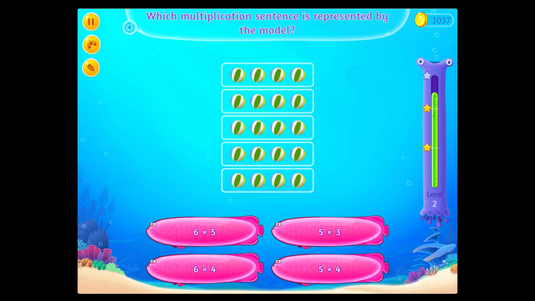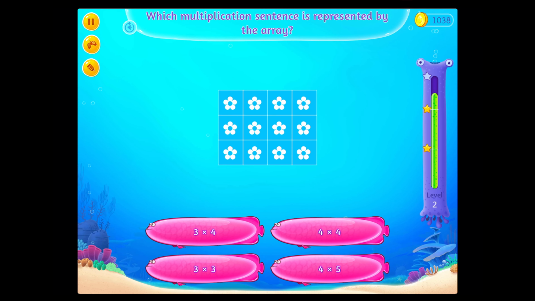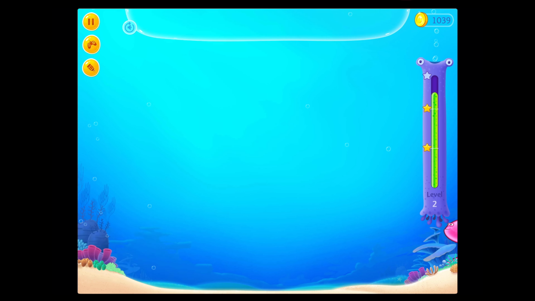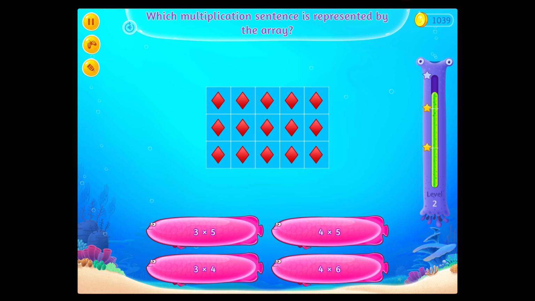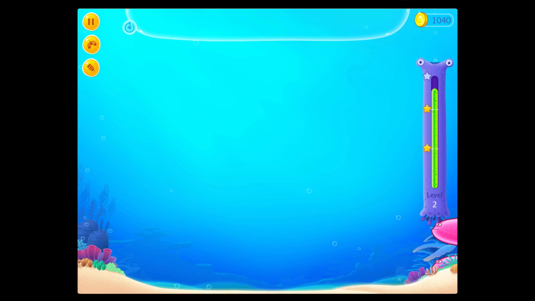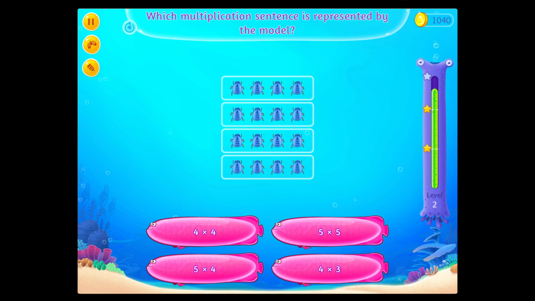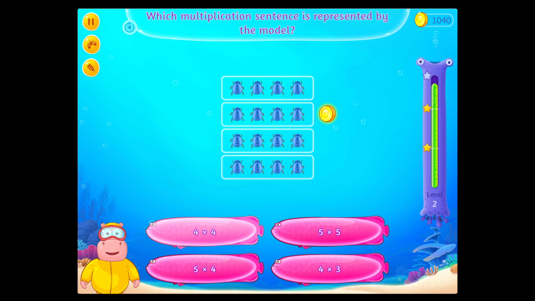Which multiplication sentence is represented by the model? That's right! Which multiplication sentence is represented by the array? Fabulous! Which multiplication sentence is represented by the array? Correct! Which multiplication sentence is represented by the model? Fabulous!